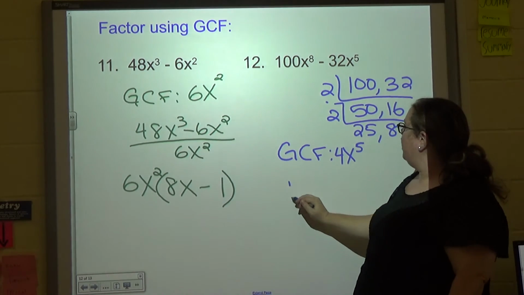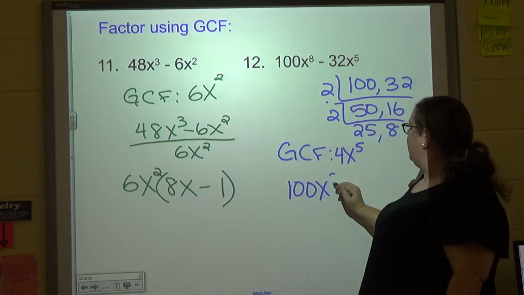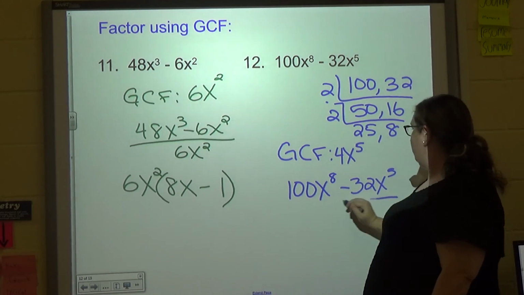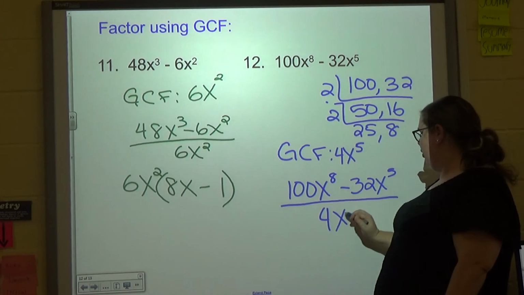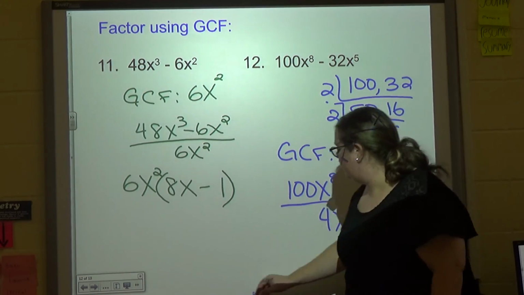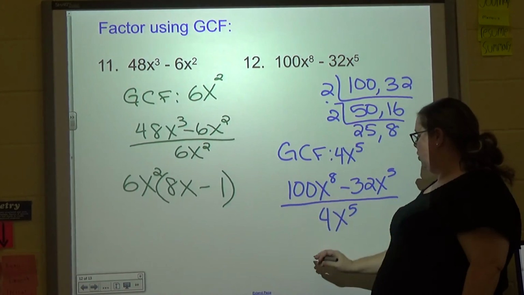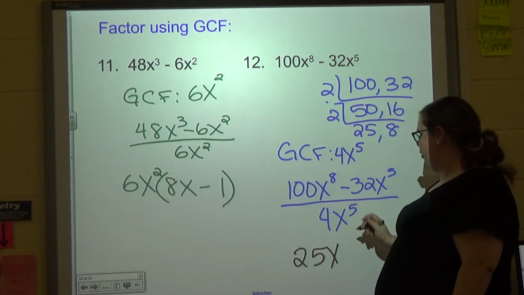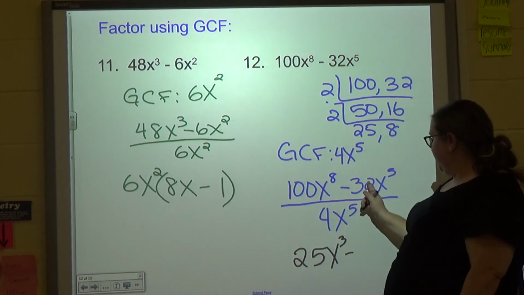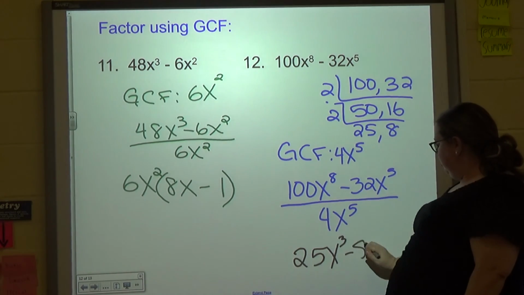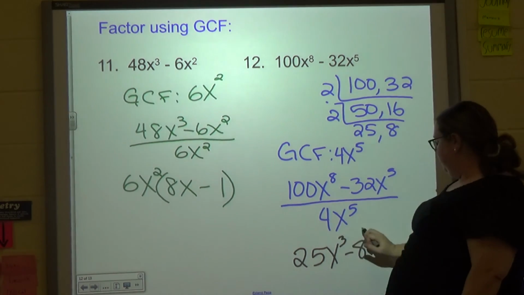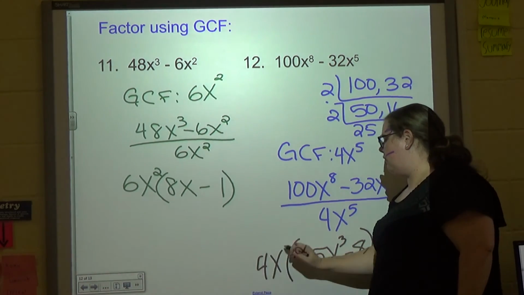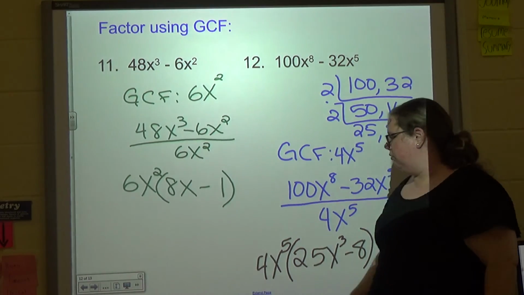So then we're going to divide 100x to the 8th minus 32x to the 5th all over 4x to the 5th. When I divide, it's 25. X, subtract, when I get x to the 3rd, minus, here we get 8. And notice those numbers are right there, which makes it nice. Parentheses and GCF on the outside. And we are done.